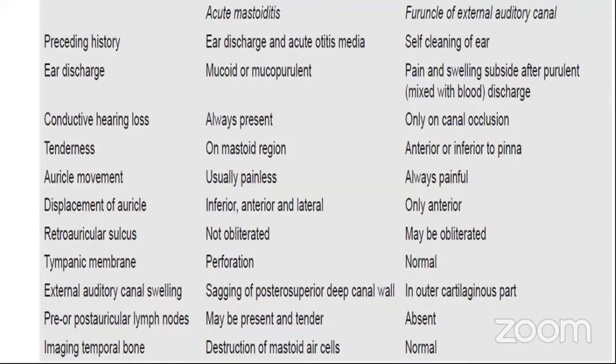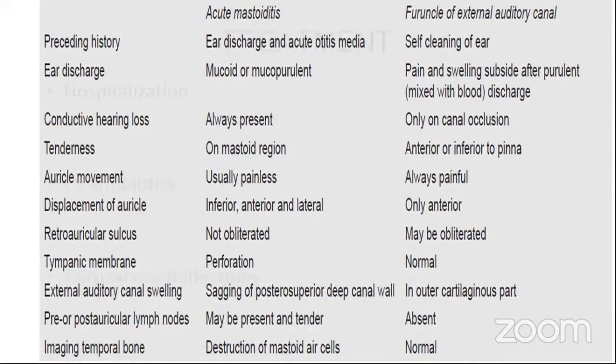Tympanic membrane perforation will be present in acute mastoiditis, whereas it is absent or normal in case of furunculosis. Sagging of the posterior superior deep canal wall will be present in acute mastoiditis, whereas in furunculosis it is usually affecting the cartilaginous part, so the sagging will be seen only in the cartilaginous part. Lymph node enlargement may be present in mastoiditis, but it is usually absent in furunculosis. Imaging in acute mastoiditis will show destruction of the mastoid air cells, whereas in furunculosis they will be normal.